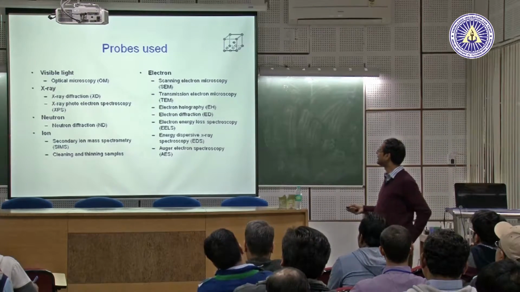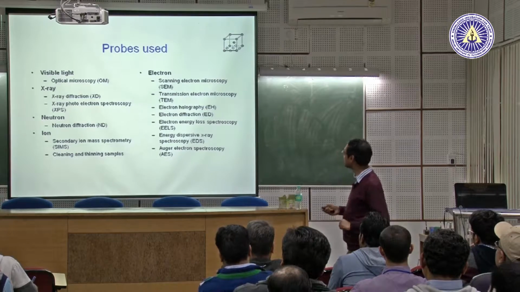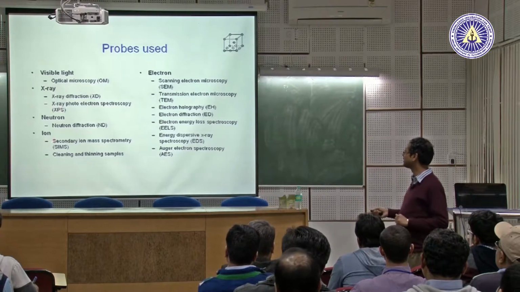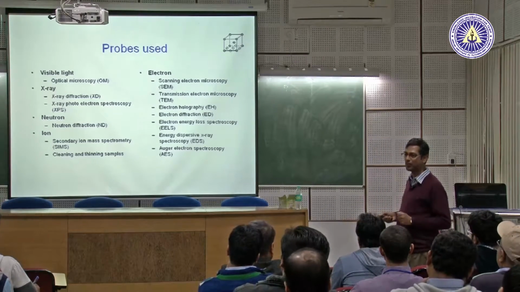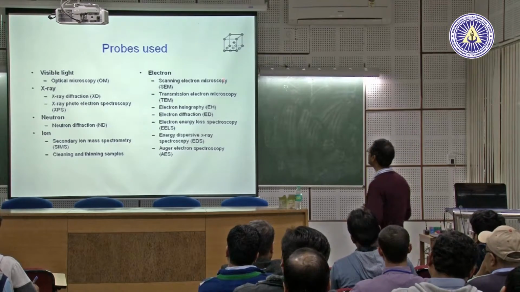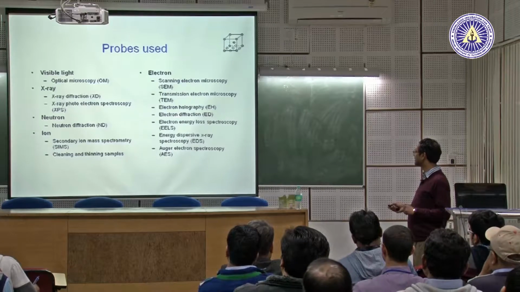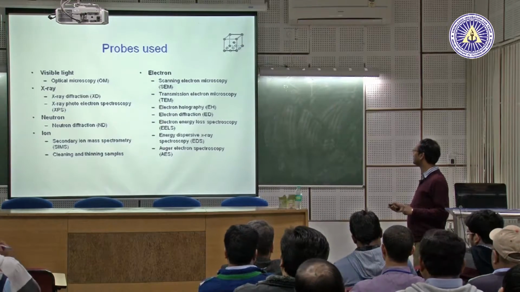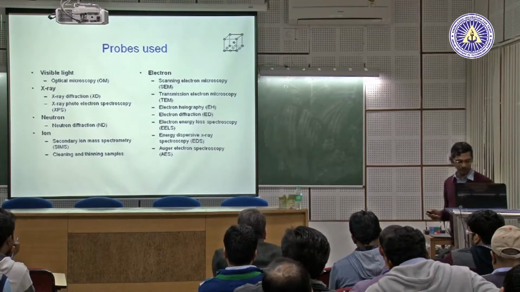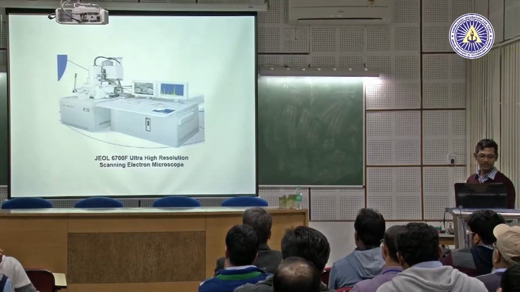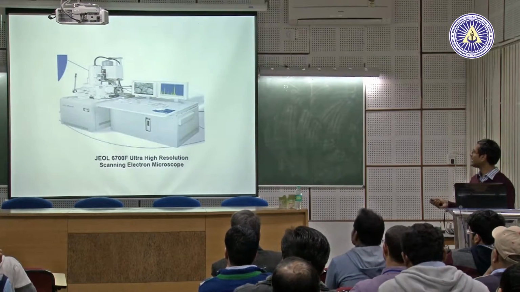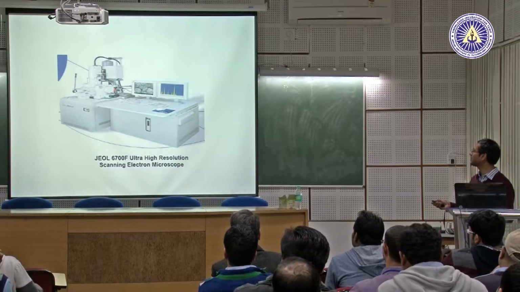Not only that, electrons can be easily focused compared to other things. Other things like neutrons and ions are very difficult to focus. X-ray is also not easy. So electrons can be easily focused. You can do holography, you can do diffraction, you can do spectroscopy, you can do imaging, all kinds of stuff.